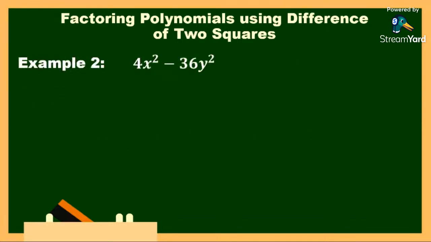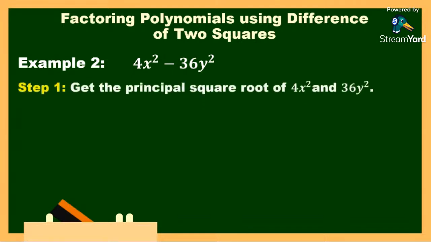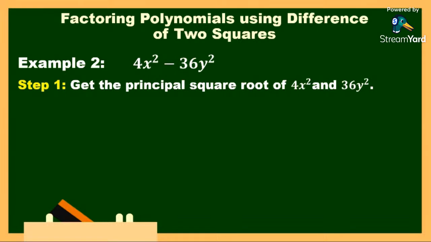4x squared minus 36y squared. Ang ating unang gagawin ay kukunin ang principal square root ni 4x squared at 36y squared. So, the square root of 4x squared is equal to 2x. And the square root of 36y squared is equal to 6y.